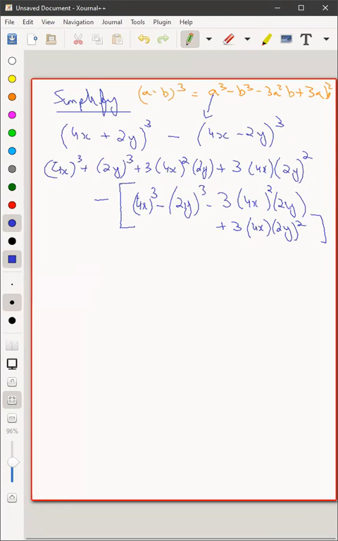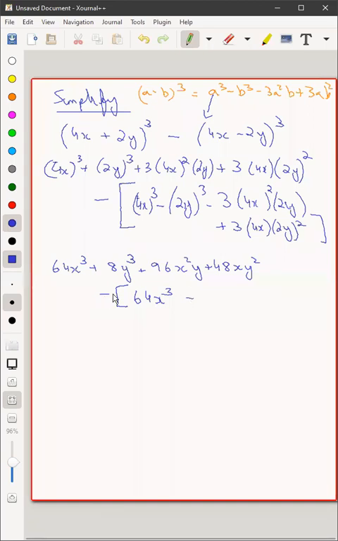Yes, so it is equal to 64x cube plus 8y cube plus 96x square y plus 48x y square minus, in brackets, 64x cube plus 8y cube minus 96x square y plus 48xy square. So I'm doing the final step.